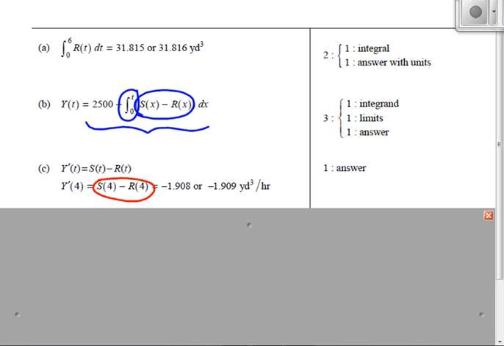Now, what they've been doing in recent years is they would have you do that, and then they would have you interpret your result. What does that mean? If the difference in the sand is negative, it's losing sand at a rate of almost 2 cubic feet per hour. Yes?